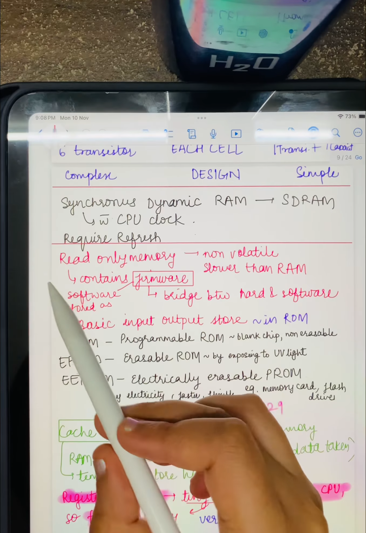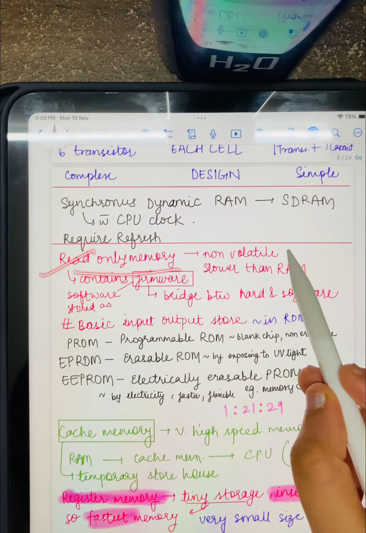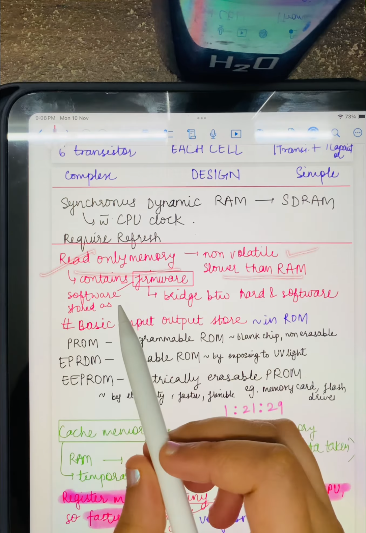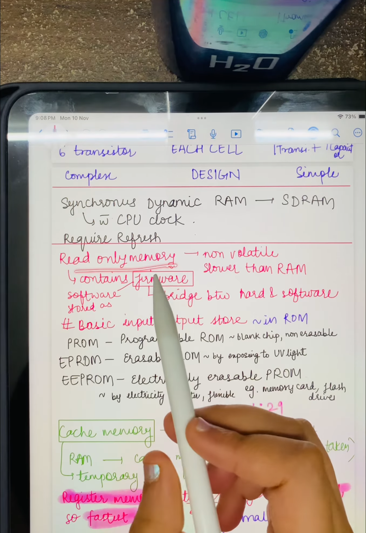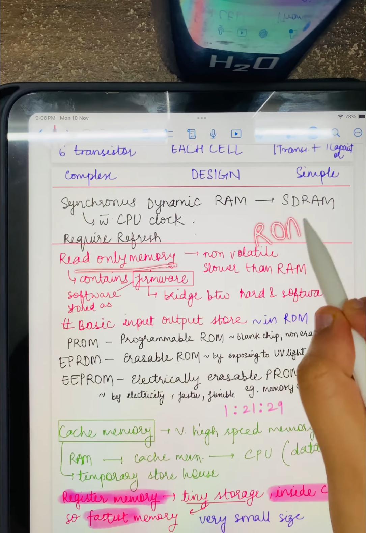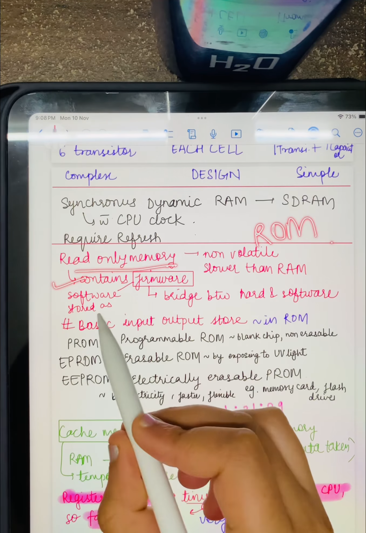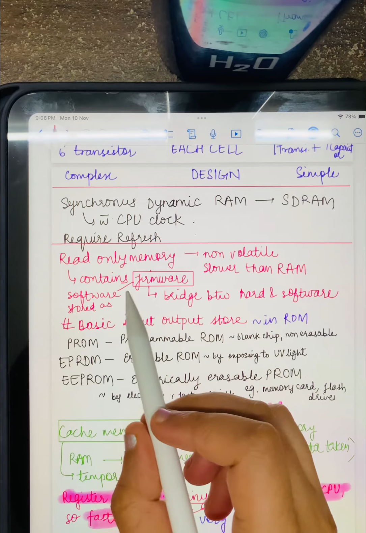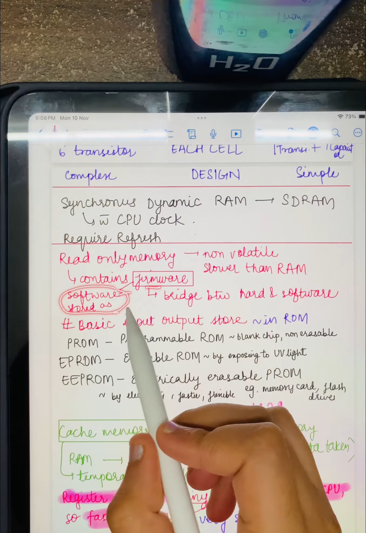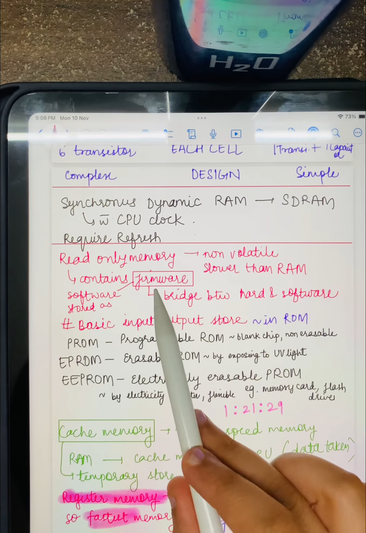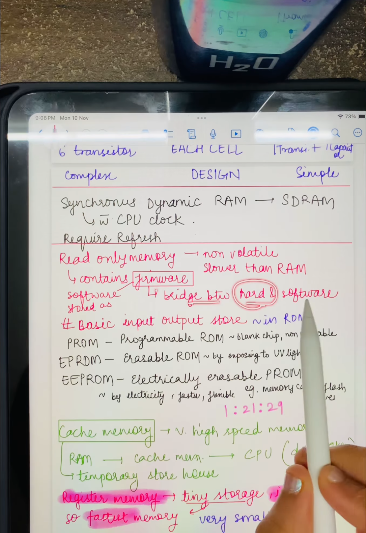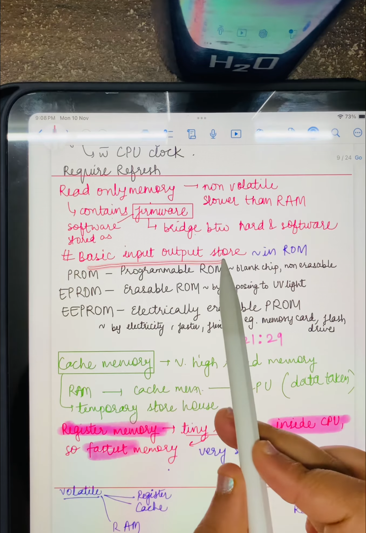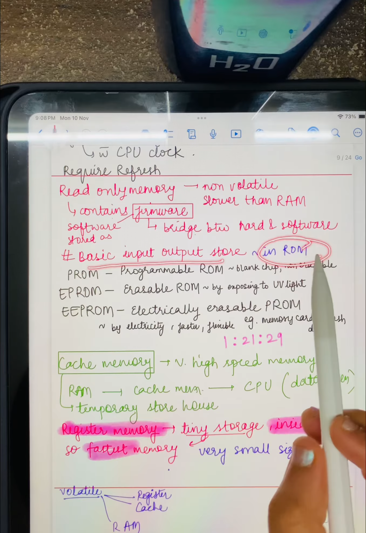So now we'll come to ROM, read-only memory. It is non-volatile. It is slower than RAM. This is ROM. It contains firmware. Firmware is software. So ROM contains firmware, software which is stored. Firmware is the bridge between hardware and software. Now we'll come to BIOS, which is a component in ROM.